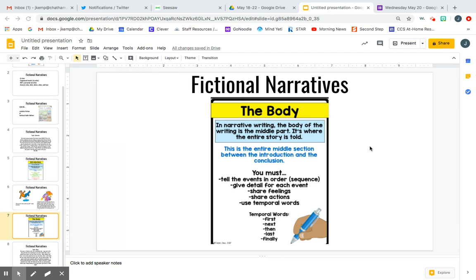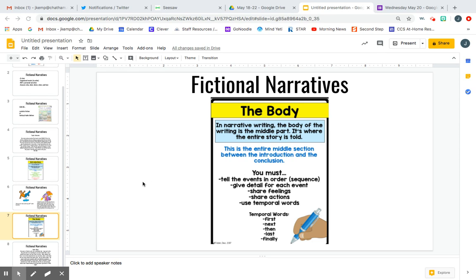So they're words that tell you that the story is happening one thing after another. You would use first towards the beginning. You would use last or finally at the end, and words like next and then and after that could be used to start some sentences that are in the middle of the body of your narrative.